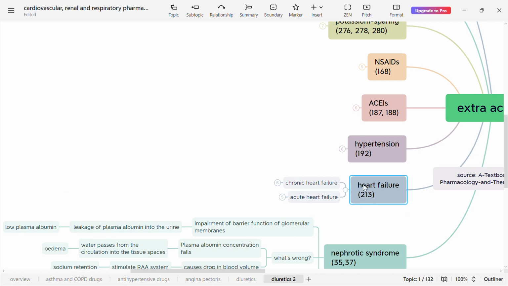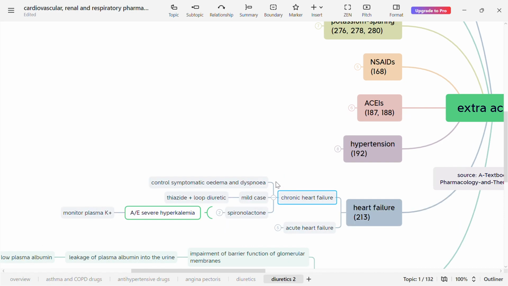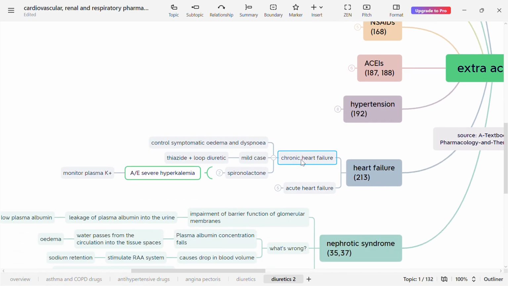For heart failure, we can have two types of management. One is for chronic heart failure and another one is acute heart failure. So let's see chronic heart failure. The aim is to control symptomatic edema and also dyspnea. In mild cases, we can use thiazides and loop diuretics in combination.